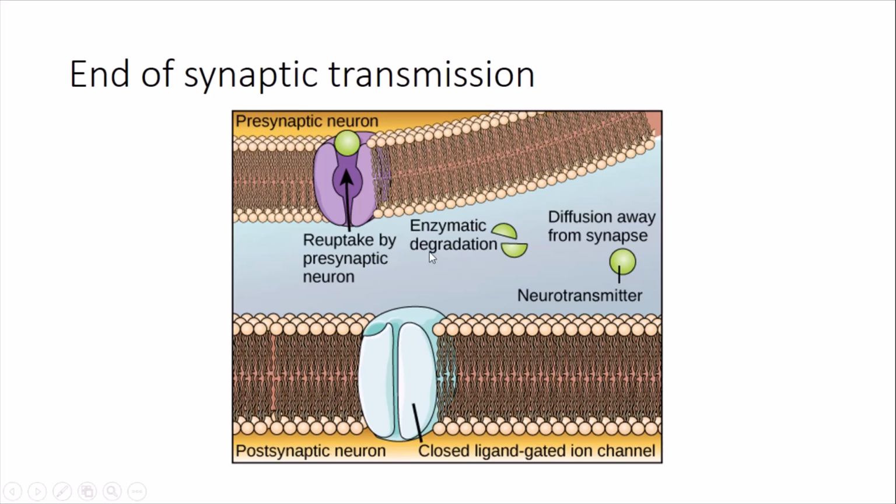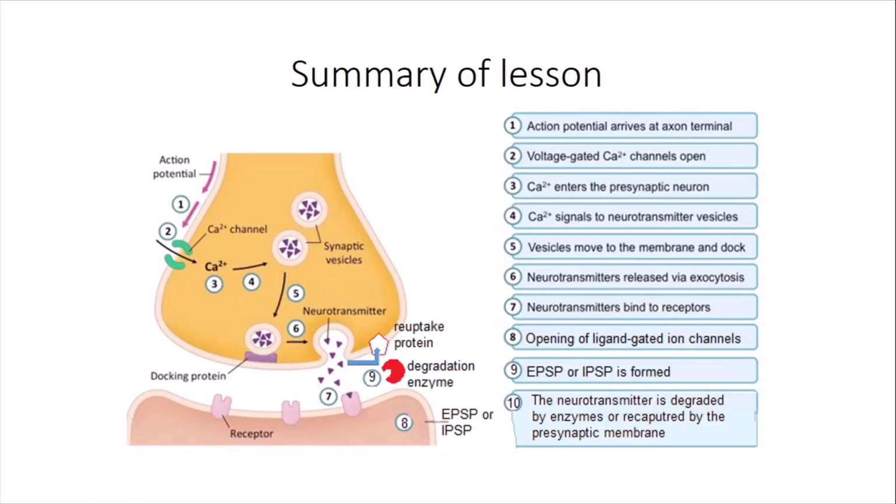First of all, some of the neurotransmitters will diffuse away from the site, from the synaptic cleft, but most of them will be either degraded, broken down by enzymes, or they might be reabsorbed, or we have reuptake by the presynaptic neuron. In all three cases, the neurotransmitter is no more available to bind on the receptors, so the postsynaptic cell will stop functioning, or the synapse will stop.